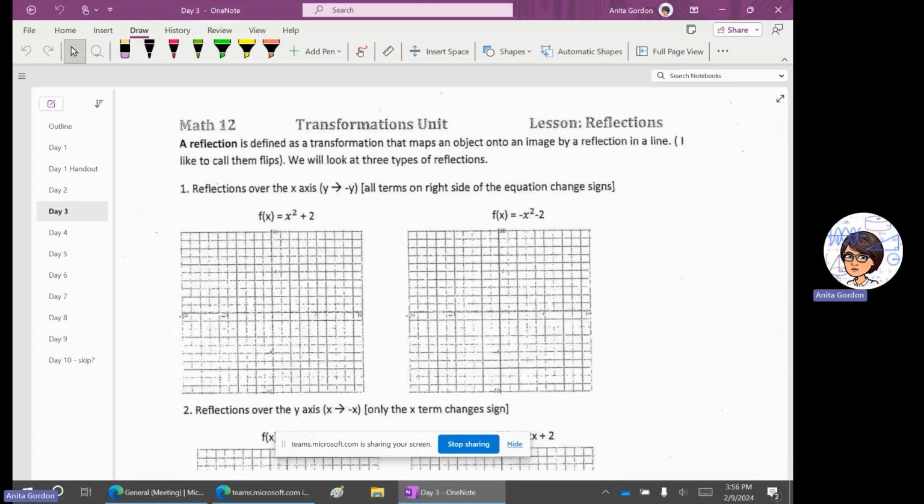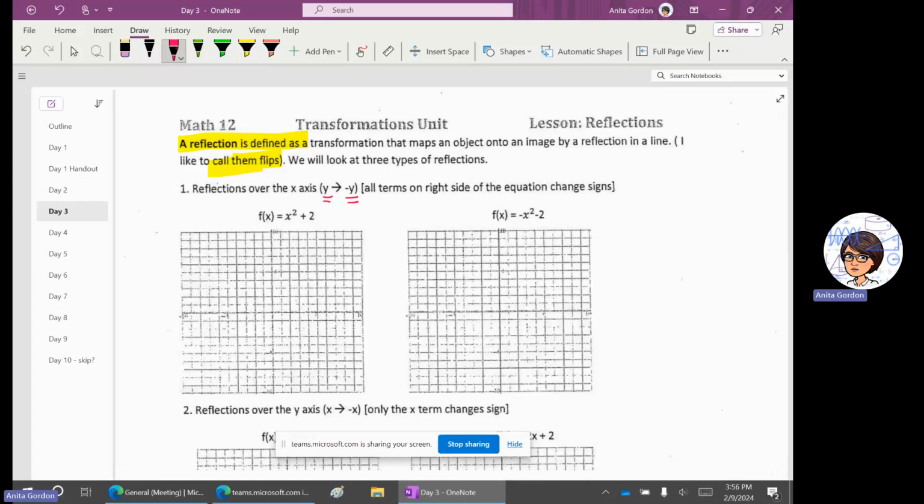So in the beginning of this lesson, we are learning about reflections. When we are reflecting a transformation or a function, we are flipping it over either the y-axis, so it's backwards, or over the x-axis so that it is upside down. When I take my y and replace it with negative y, what does that do to my equation?